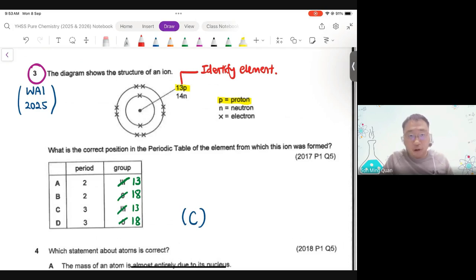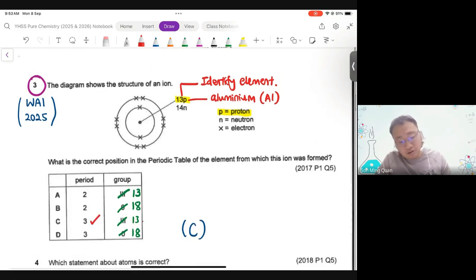So 13 protons means this is aluminium. Al, aluminium, right? Just go to the periodic table, find element number 13. That's aluminium. Once you get aluminium, I'm sure you can work out it's period 3 and group 13. This is what a strong student will do immediately. Now, the other options, of course, are there to trick you, right? Because you are told this is an ion. Many students may not realize this because they thought, oh, it's 2-8.